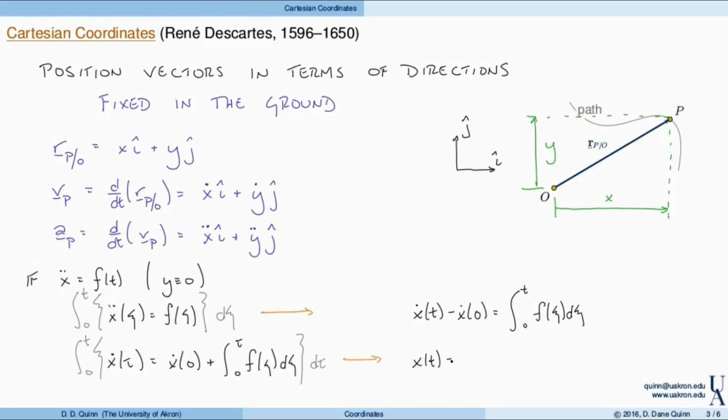x of t minus x of 0 is x dot at time 0 times t, that's the integral of this term from 0 to t, plus, now we have a double integral, 0 to t, and then 0 to tau, f of xi, our dummy variable, d xi d tau. So in this example, if the acceleration was known, I am able to find, by integration, the velocity of the point and the position of the point.